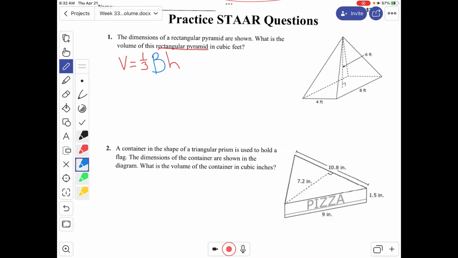The base is shaped like a rectangle, so you need the formula for a rectangle. And then you have your map and you just need to fill in the numbers. The blue base times height letters need to be filled in with the base measurements.